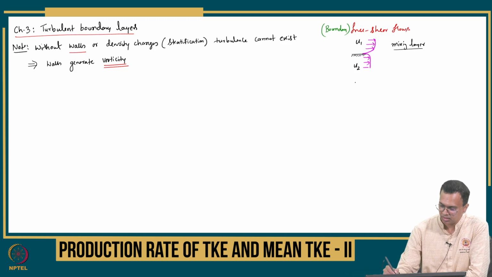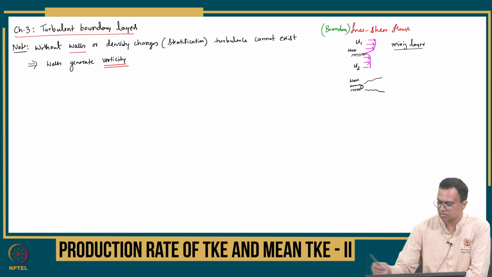Similarly, you have a jet, right? So you have a jet flow, and then you will get a turbulent jet. For that, again, the jet has to come from an orifice, right? So again, you have presence of wall. So there is vorticity generation also coming inside the pipe, inside the orifice here.